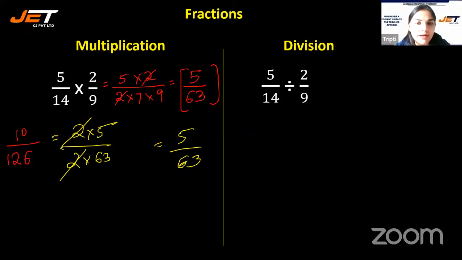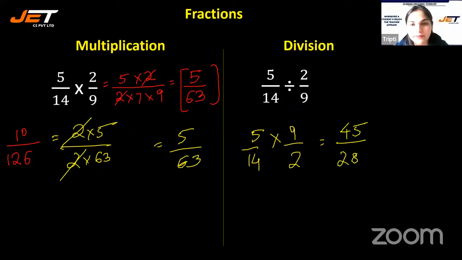If I talk about this one, 5 by 14, division will change into multiplication, 9 by 2. 9 times 5 or 5 times 9 is 45. 14 times 2 is 28. Cannot be further simplified. I hope you got the same answer.